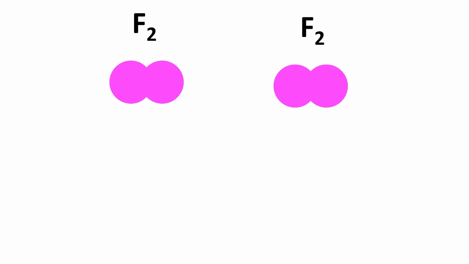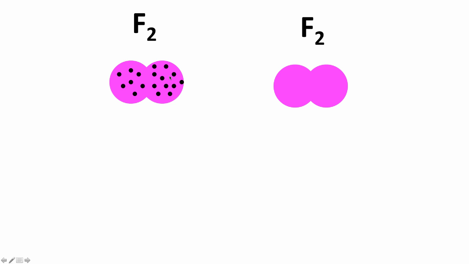And what's going on here, let's consider what's going on with fluorine. If we look at the electrons in a fluorine molecule, the electrons may not necessarily be evenly distributed all the time.